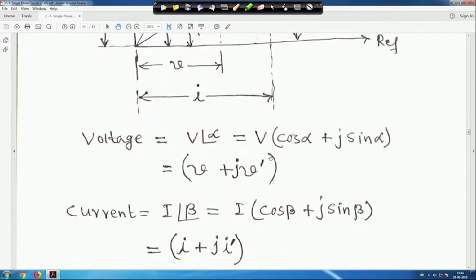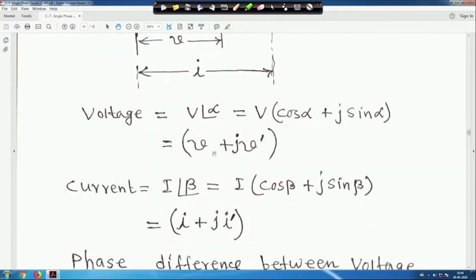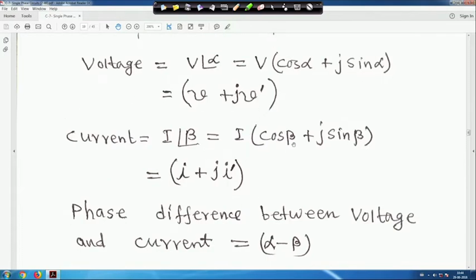In all these expressions I have written here, V cos alpha you put as small v, and j V sin alpha you put as V dash. Similarly, current is I cos beta plus j I sin beta. So I cos beta is equal to I from the phasor diagram, plus j I dash. When you read this video lecture, first draw the phasor diagram in your notebook, after that look into it one by one. It is very easy.